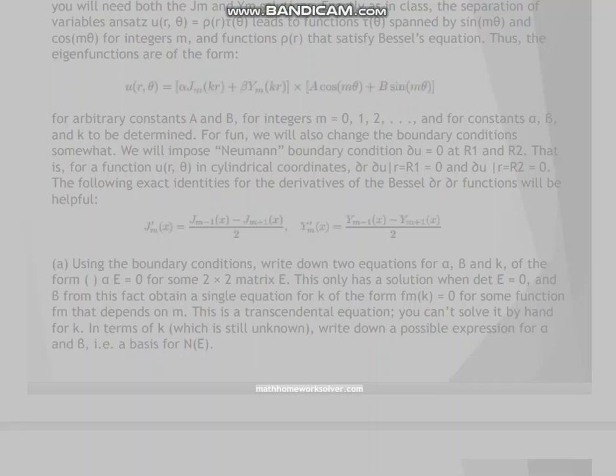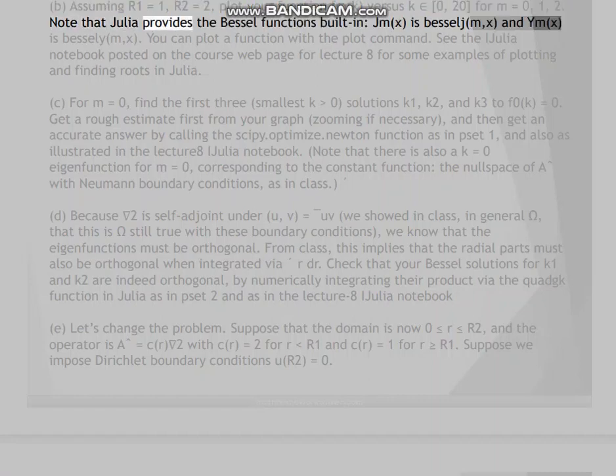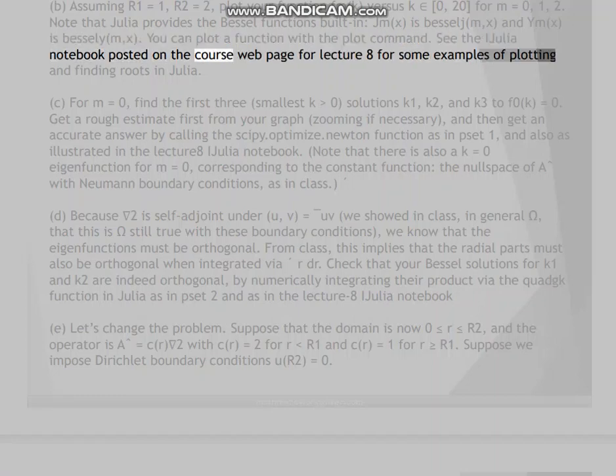B. Assuming R1 = 1, R2 = 2, plot your function f_m(k) versus k in the range 0 to 20, for m = 0, 1, 2. Note that Julia provides the Bessel functions built-in. J_m(x) is besselj(m, x) and Y_m(x) is bessely(m, x). You can plot a function with the plot command. See the iJulia notebook posted on the course webpage for Lecture 8 for some examples of plotting and finding roots in Julia.